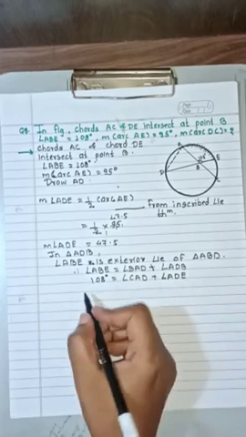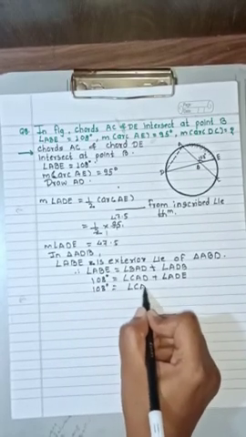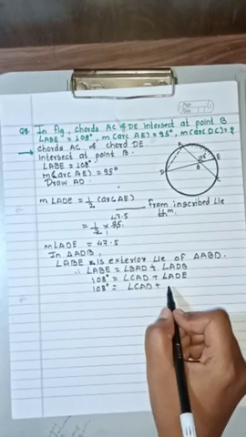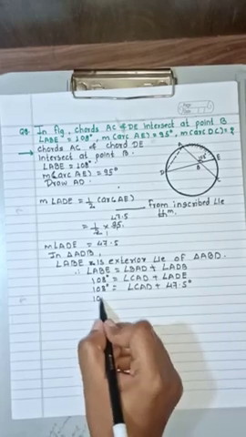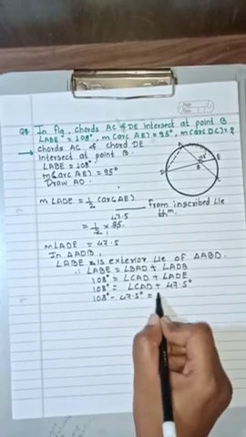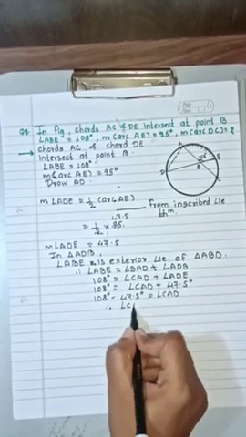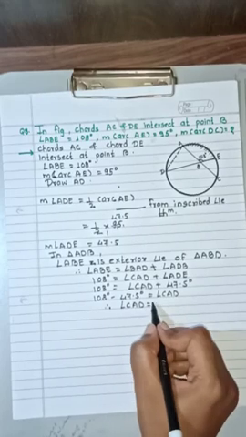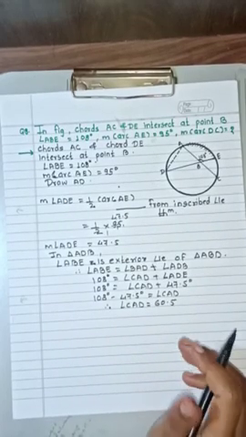Now you very well know angle CAD we have to find, and angle ADE is 47.5 degrees. Therefore 108 degrees minus 47.5 degrees is equal to angle CAD. Therefore you can write down here angle CAD is equal to 60.5. Okay, it is 60.5.